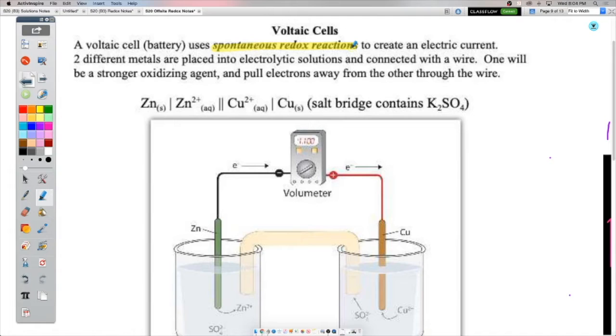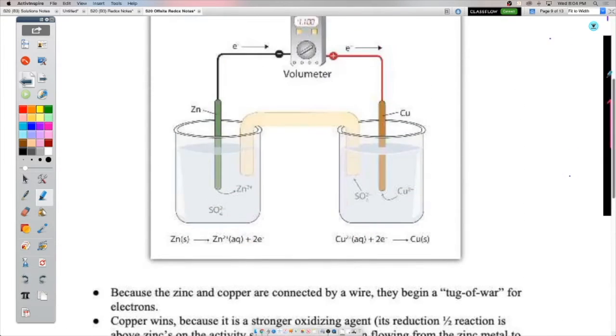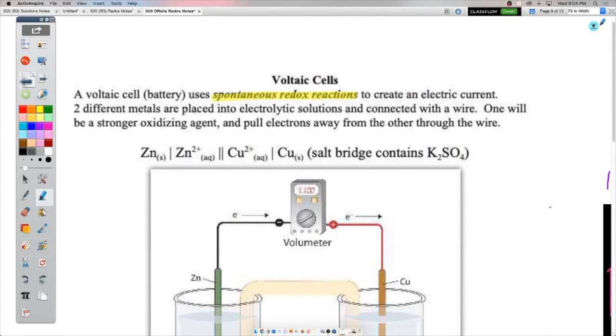Okay, so this is actually the exact same one I set up just because I felt like it, except the difference is my salt bridge just contained sodium chloride, not potassium sulfate. But really, the salt bridge doesn't matter. All that matters is that it conducts electricity. What you make it out of doesn't matter.